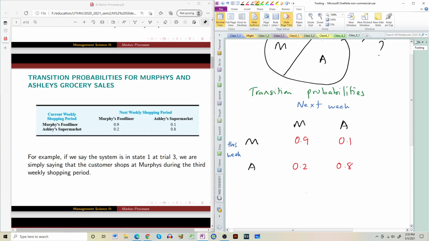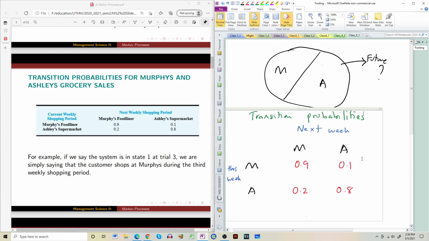So we need this information in terms of probability. How many of them are going back to the same place? How many of them are going to the different place? These are the market research they have done, and these are the probabilities that come out from the research. So we need this to predict the future. The future can be one week, two weeks, 100 weeks, many years.